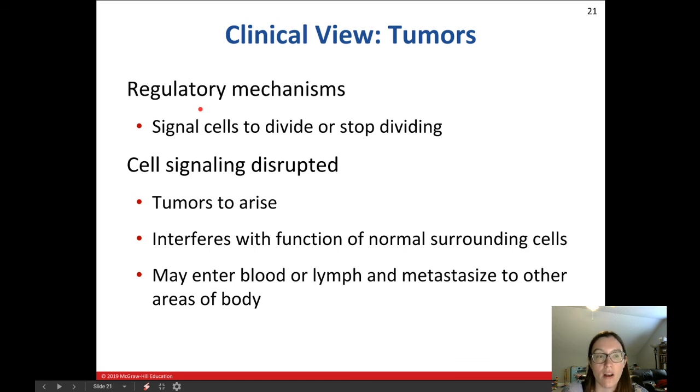A cell that normally, when the DNA is damaged, would say, hey, stop dividing, you shouldn't divide, for some reason keeps dividing. If those regulatory mechanisms are not working properly, the cell is just going to keep dividing. This uncontrolled cell division leads to overgrowth of that type of tissue, or tumors. This can interfere with the function of the normal cells surrounding it. These tumor cells can also enter the blood or lymph and metastasize to other areas of the body.